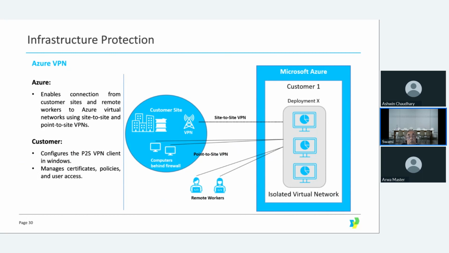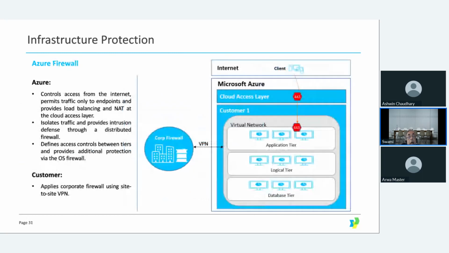Now, another one is Azure Firewall, where they also control access from the internet, permits, as we said, that it's going to allow or deny, with only allowed IPs, and also the traffic will be monitored based on the configuration that is there in the firewall. Customer applies corporate firewall for using site-to-site VPN connectivity.